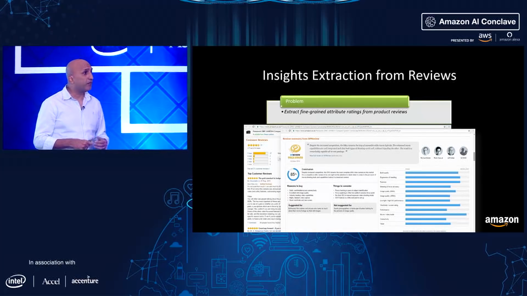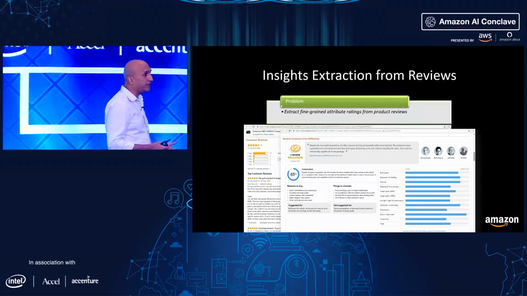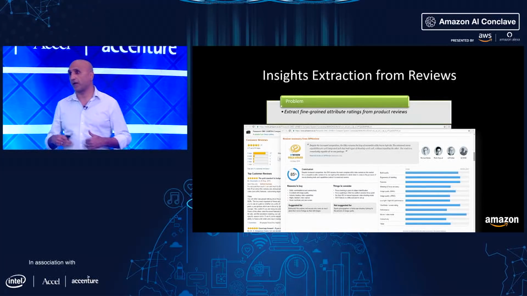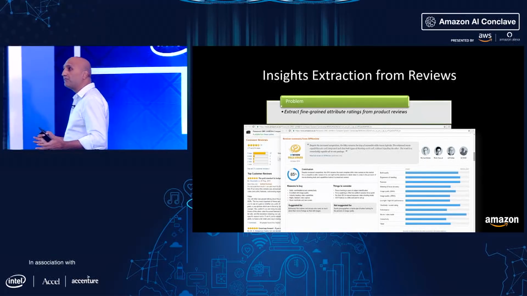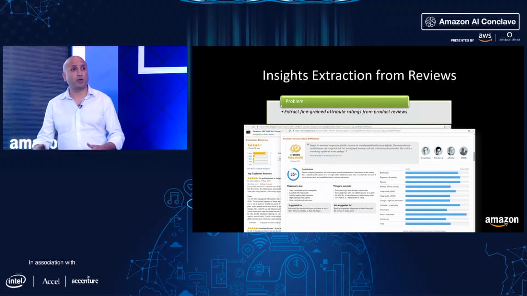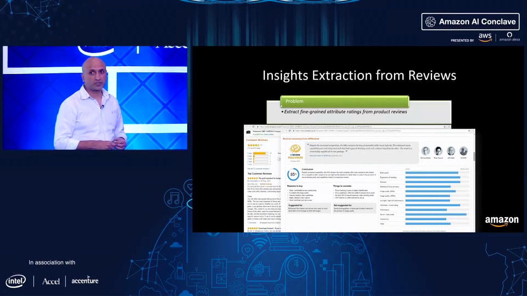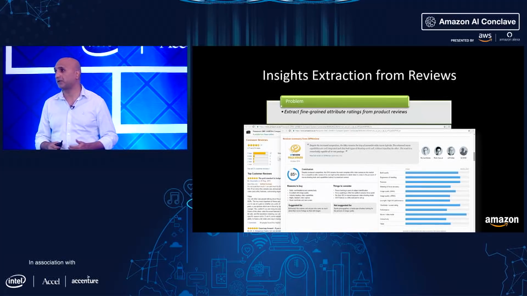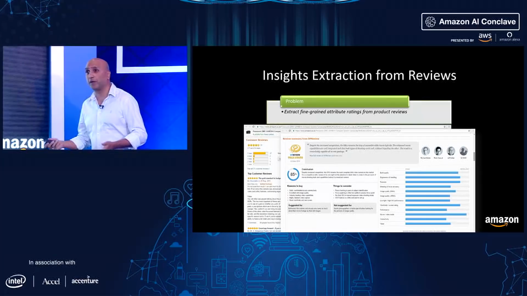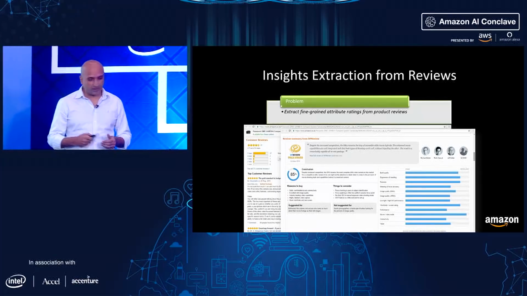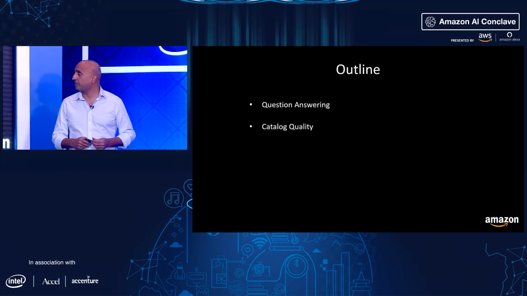Now, we want to automatically generate these fine-grained attribute ratings by extracting all this information from our product reviews, because a lot of this information is embedded in the text within our product reviews. And we'd want to do this not just for cameras, but for many, many different product categories, right? So that's one of the things that we're working on. And, again, using machine learning for that.